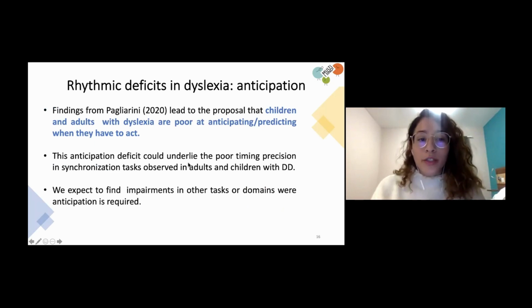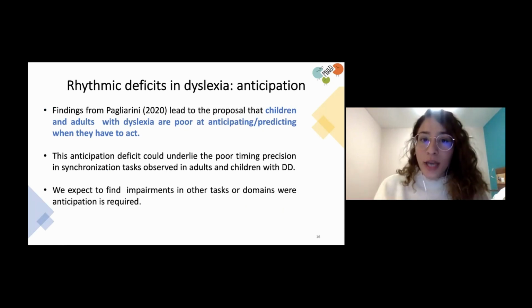This has led to the proposal that children and adults with developmental dyslexia are poor at anticipating when they have to act, or knowing when they have to act. And this anticipation deficit, we think, could underlie the timing precision difficulties that I've just mentioned when we talked about the synchronization deficits in individuals with developmental dyslexia. If anticipation is impaired in individuals with dyslexia, then we expect that the performance of children and adults with dyslexia is going to be impaired in other tasks that involve anticipation. And these include handwriting, language processing, but also reading.